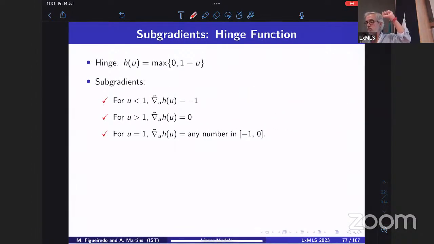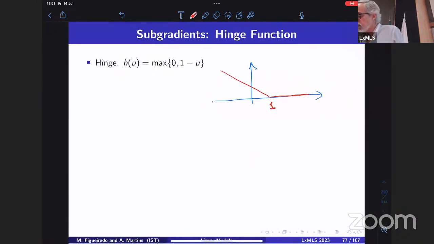So this is it. The subgradient to the left of 1 is -1, to the right of 1 it is 0, and at 1 it is anything between -1 and 0. Because if you draw tangents here that stay below the function, any tangent with a slope between -1 and 0 will be okay.